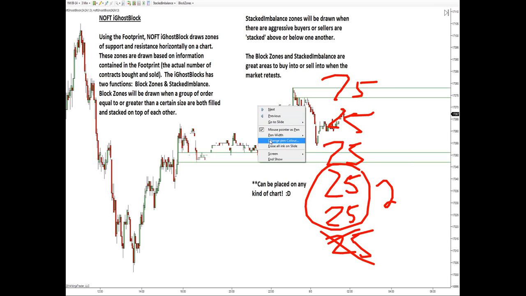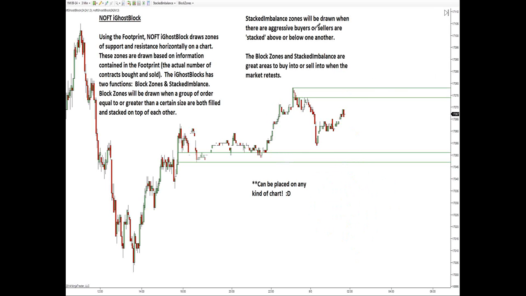And the same thing goes with the stacked imbalances. Imbalance zones are going to be drawn when there are aggressive buyers or sellers stacked one on top of another. These are great places to look to buy into or sell into when the market retests them. So in this example, this is the YM, the Dow on a 3-minute chart.